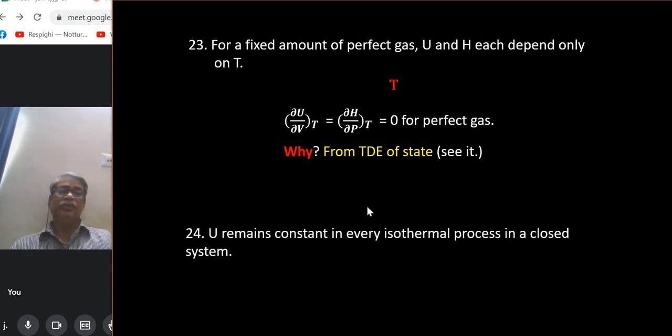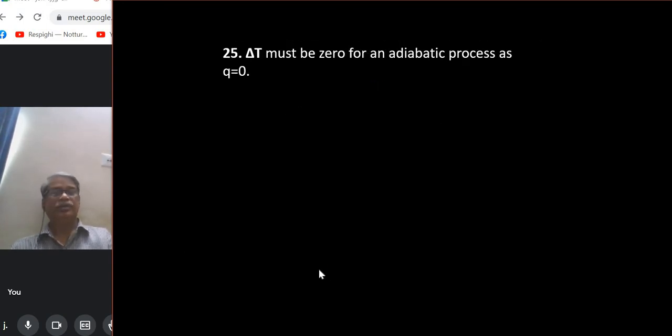U remains constant in every isothermal process in a closed system. Again, it is valid for perfect gas from the earlier questions' reasoning. The del U del V at constant T is 0. So isothermal, so temperature is constant, but it is valid for only perfect gas, not in general.